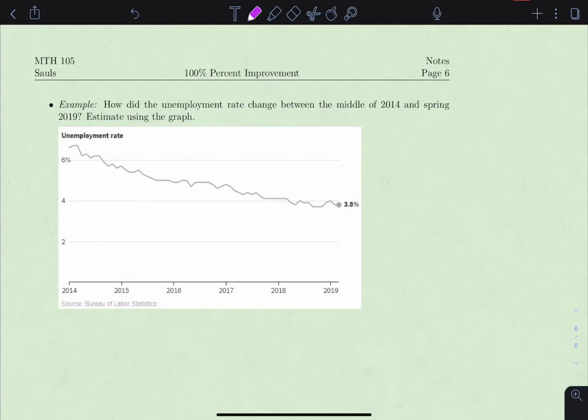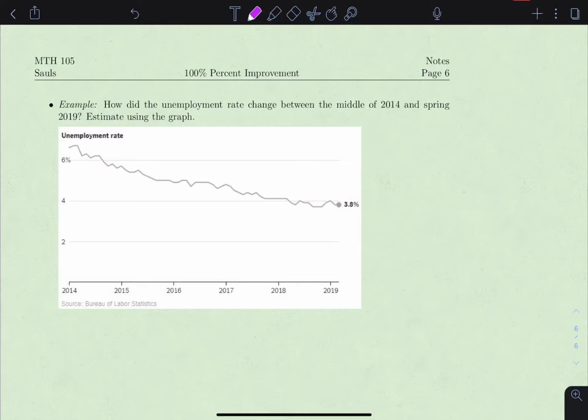Welcome. This is the sixth video regarding percentages, and we're going to cover the last page of notes. In this video, we're going to discuss the difference between change in percentage points and change in percent, and a common misuse of language regarding an increase by a percent that is more than 100%.